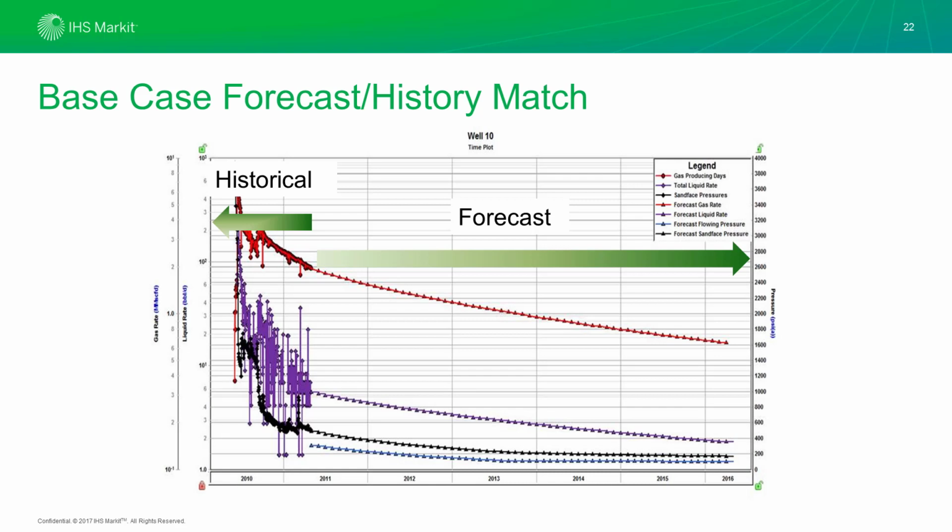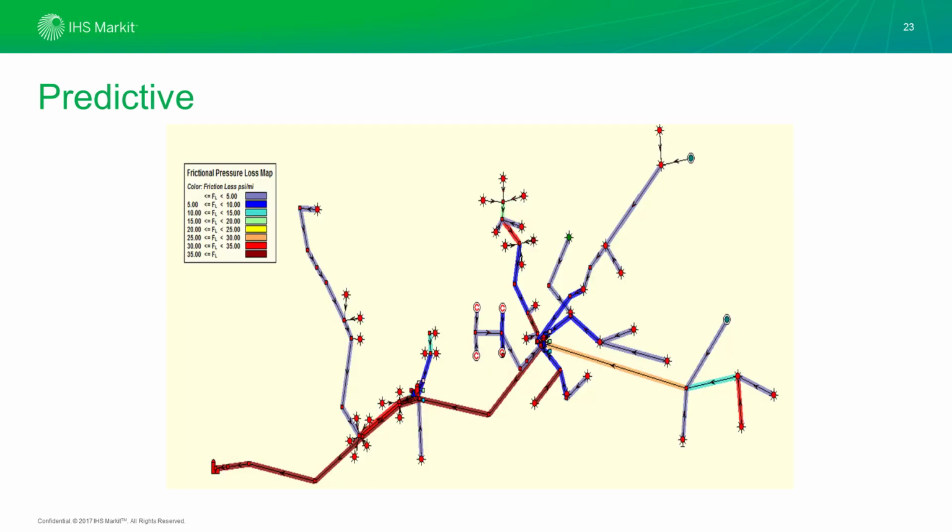So as you can see, going through this validation helps us feel a little more confident in what we will get in our forecast results, and it allows us to go into that predictive mode. The next few slides are diagnostic maps from the IHS Piper software.